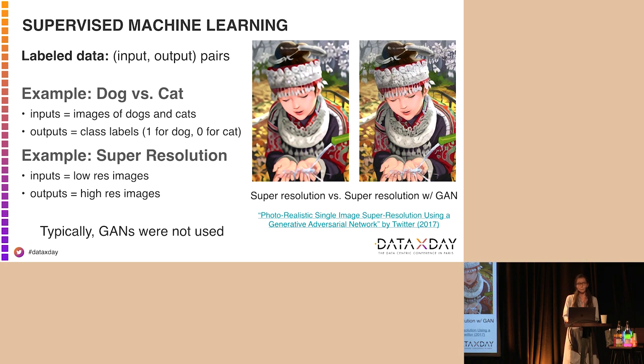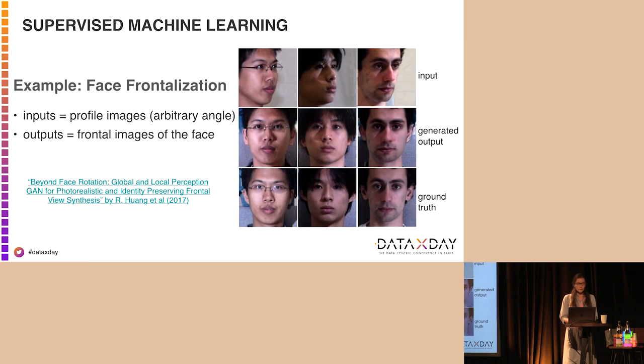This is by far not the only example of using GANs for supervised learning. So let's look at some others. Here's another one. This task is called face frontalization. This image comes from a paper also from 2017 from an academic group in China.